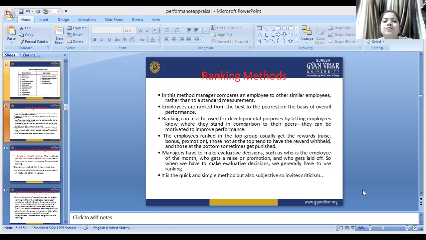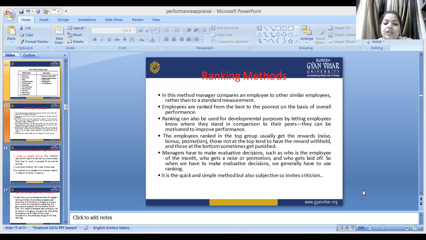So the manager has to take the decision and evaluation about who is the employee of the month. Particularly, they will check performance monthly. So maybe if there is a 5%, it is not like that every month the same person will get the highest ranking at the top level. So this is not like that. Who gets a raise or a promotion totally depends on their ranking, basically on their performance.